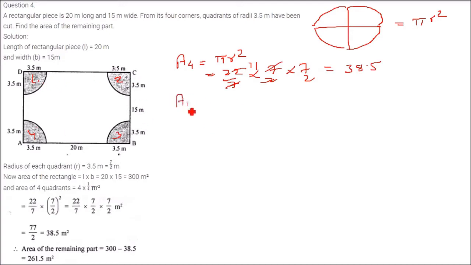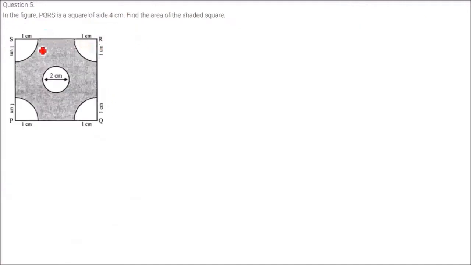And now what is the area of this rectangle? The area of a rectangle is length into breadth. So 20 into 15. This is 20, and this is 15. So it is going to be 300. So just subtract the four parts. Subtract 38.5, and you will get 261.5 meters square as the area of the remaining part.